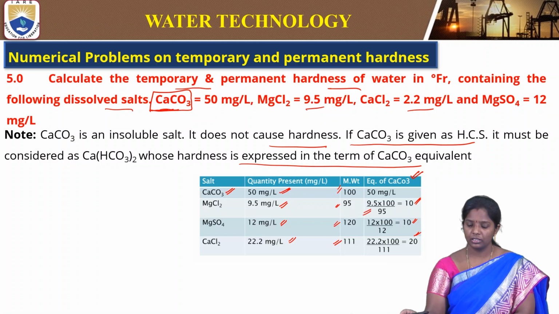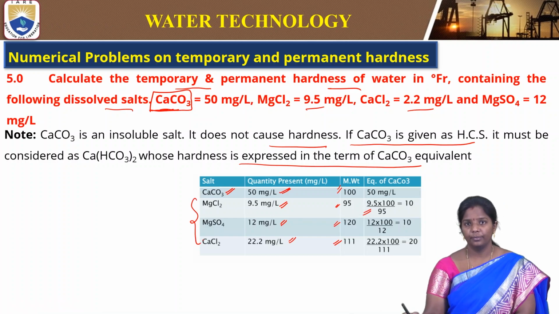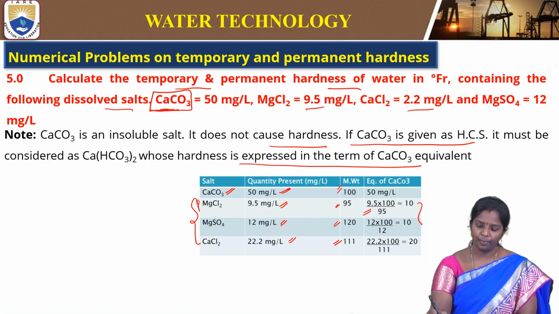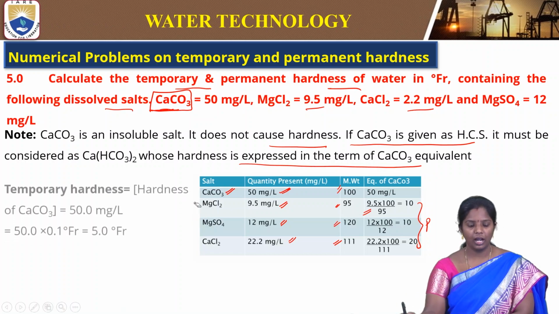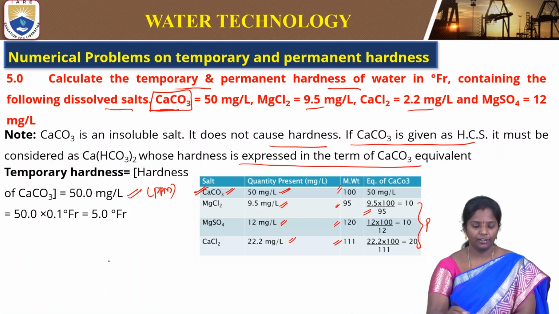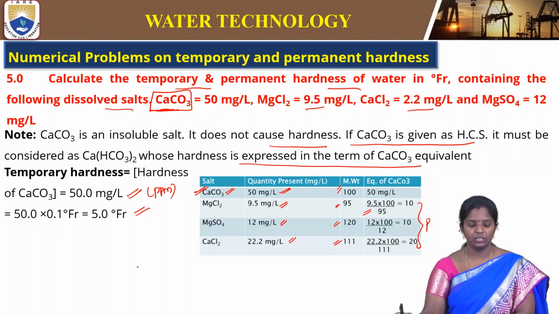Now let us consider which salts cause permanent and temporary hardness here. The calcium chloride and magnesium chloride are responsible for the permanent hardness. So the temporary hardness is only because of calcium carbonate, that is 50 mg per liter or ppm, and after multiplying by 0.1 it is 5 degree French. So that is expressed in degree French.